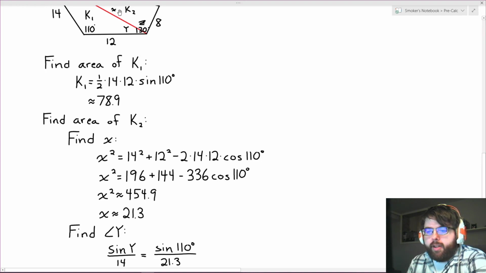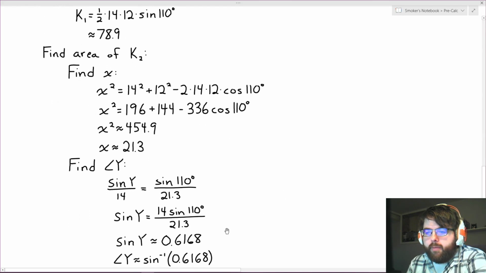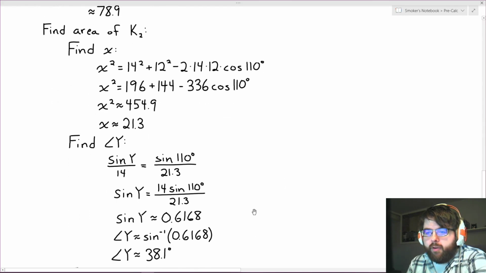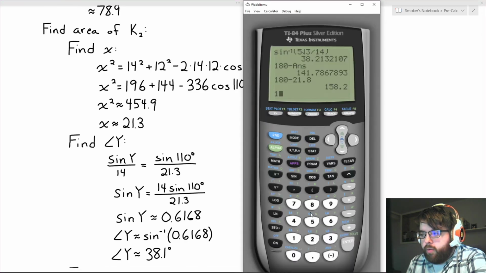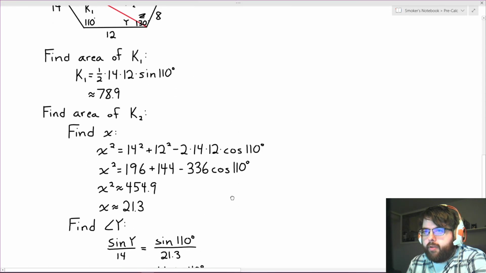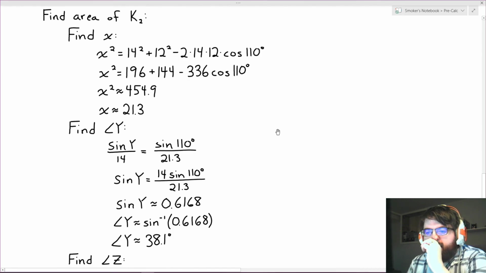So sine of 110 over what we just found is equal to sine of Y over 14. Multiply 14 by both sides, evaluate that in your calculator, and do sine inverse. We get 38.1. Now, how do we know that's not 180 minus 38.1? Well, 141.9 is greater than 130, so it can't be that value. So that's how we know.